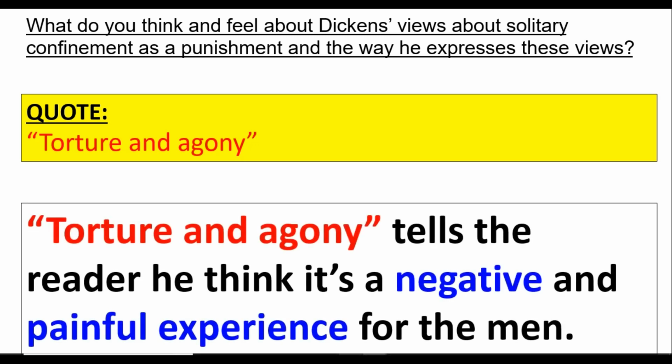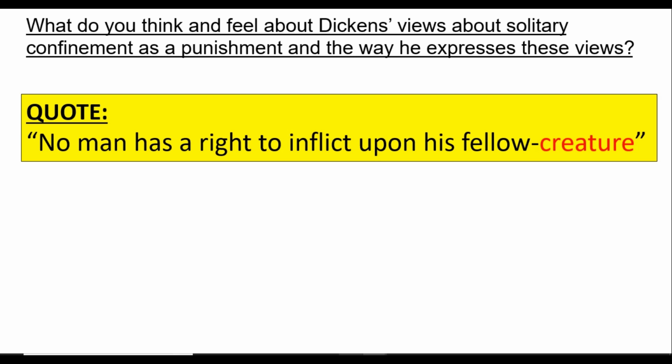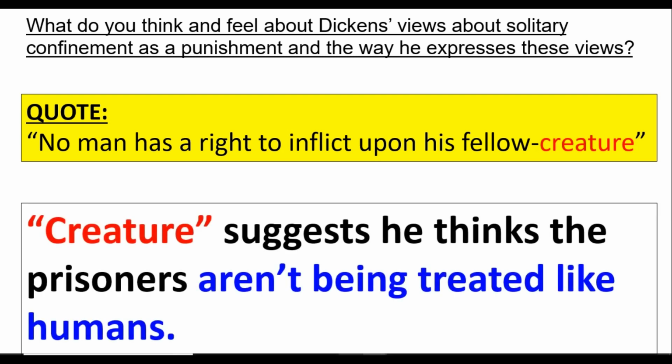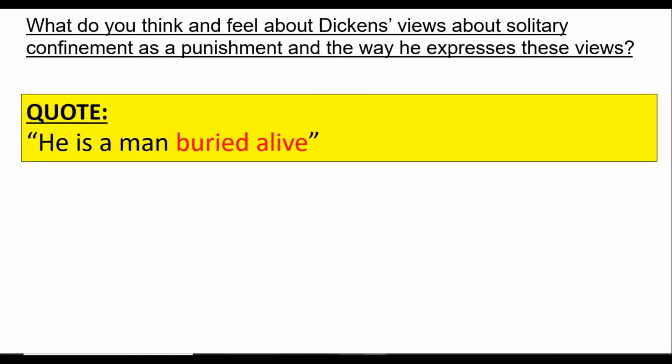The quote is torture and agony. So I put torture and agony tells the reader he thinks it's a negative and painful experience. If you link the connotations of torture, it's pain, punishment, and that's what he thinks of solitary confinement. No man has a right to inflict upon his fellow creature. Again, quite a long sentence, but I'm going to zoom in on the word creature. What is a creature? Well, it's something that's not human. It's something that is a monster. I've put creature suggests he thinks the prisoners aren't being treated like humans.